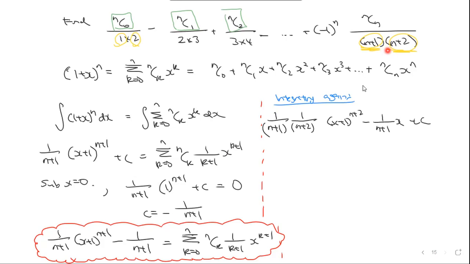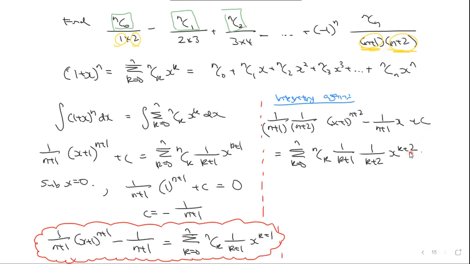And the right-hand side will now be the sum from k equals 0 to n. nCk is a constant, doesn't care. 1 over k plus 1 is a constant, doesn't care. We're integrating x to the k plus 1, which gives us 1 over k plus 2, x to the k plus 2. Again, we need to find out this new c.